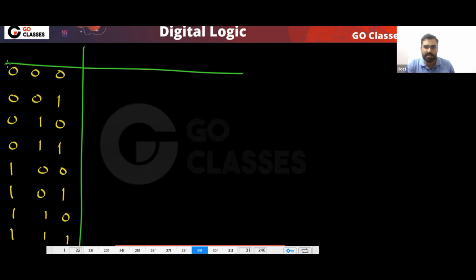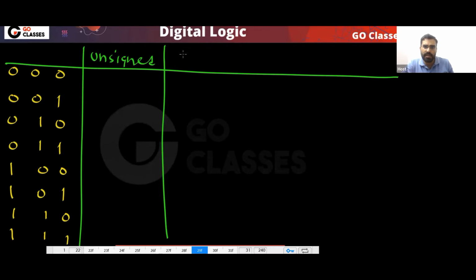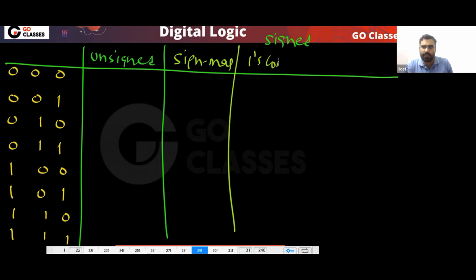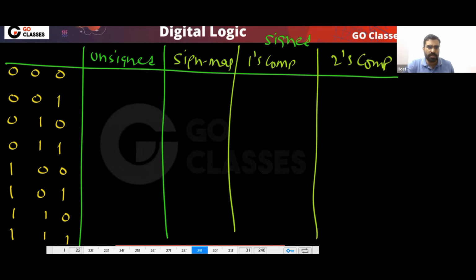Now what do these 3 bits represent if they are unsigned? And if they are signed, what do they represent? In signed, if they are in signed magnitude format, what do they represent? If they are in 1's complement format, what do they represent? And if they are in 2's complement format, what do they represent? Okay, so this is the idea.